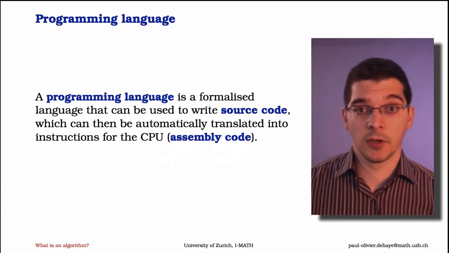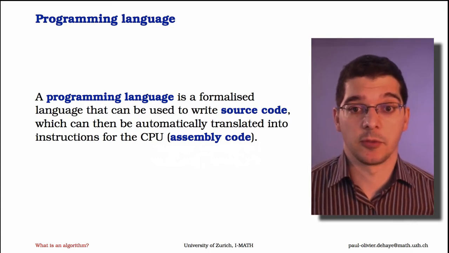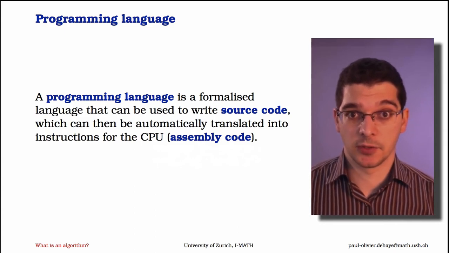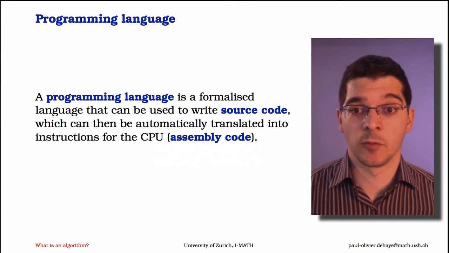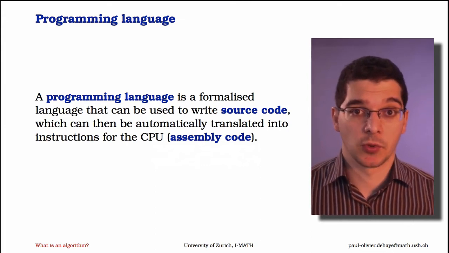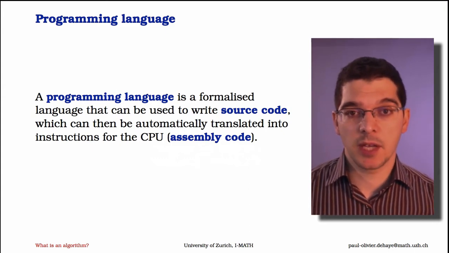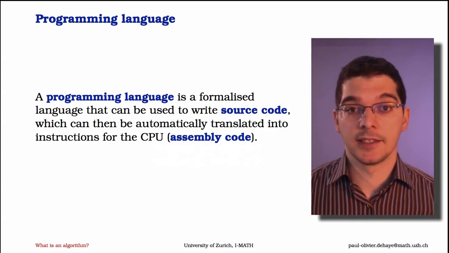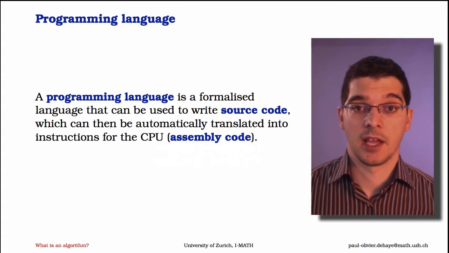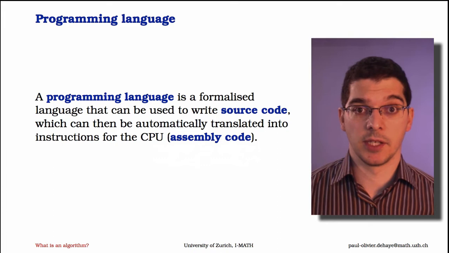Okay, so now that we more or less know what an algorithm is, it's time to go to the concept of programming language. So what is a programming language? Well, it's a formalized language, so it's a language that satisfies some formal rules, some formal grammar, and this language can be used to write source code. So source code is just text written in this formalized grammar. But the main point of a programming language is that this source code can be automatically translated into instructions for the CPU. And this language that is used to write instructions for the CPU is called assembly code.